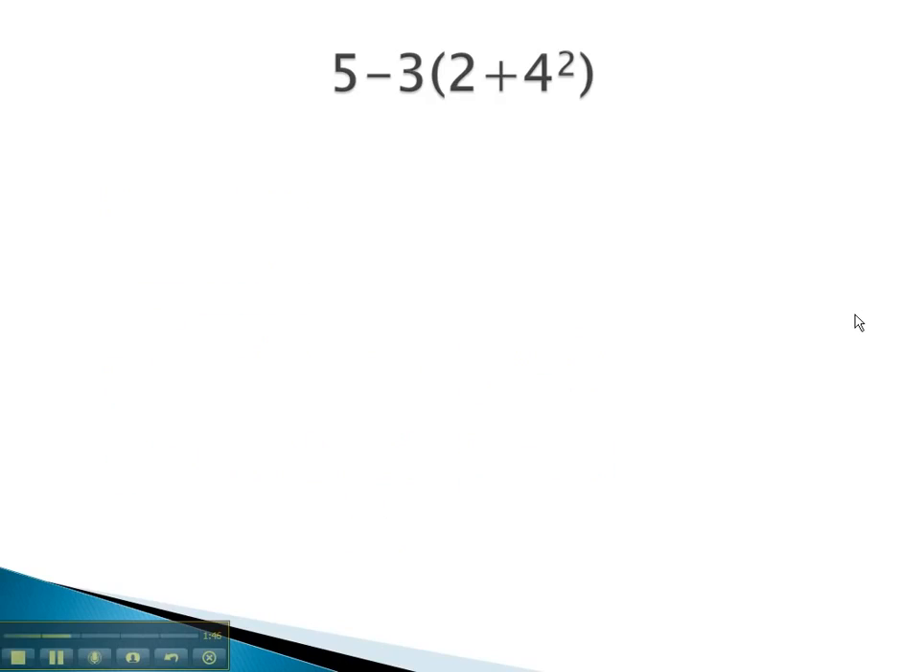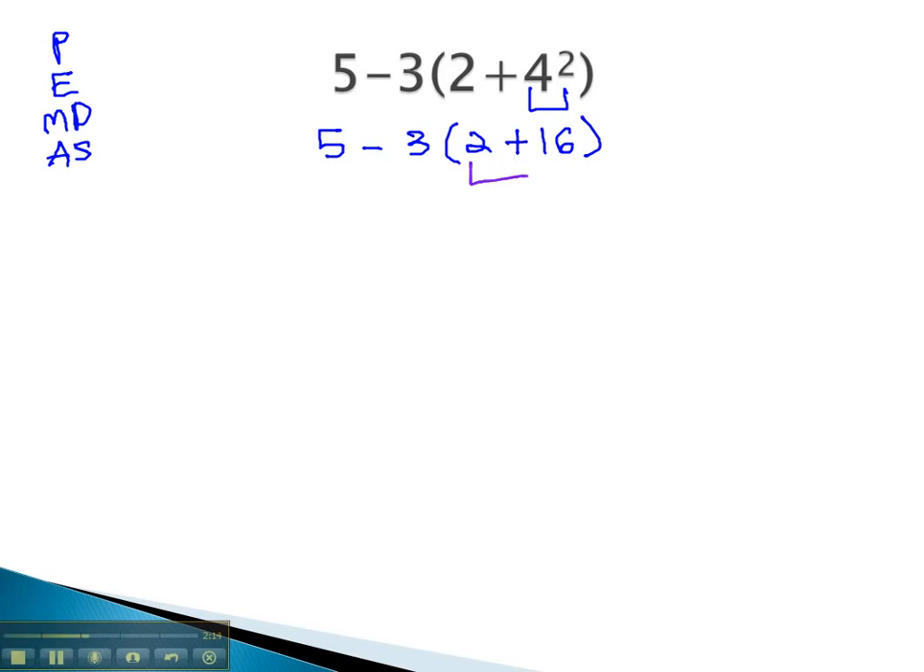Let's try an example where we can see the order of operations worked out. In this problem, if we keep in mind PEMDAS, or please excuse my dear Aunt Sally, we know we have to do the parentheses first. And inside the parentheses, the exponent must be done before the addition. So we have 5 minus 3 times 2 plus 4 squared, which is 16. Continuing to work on the parentheses, we have 2 plus 16. So now our problem reads 5 minus 3 times 18.